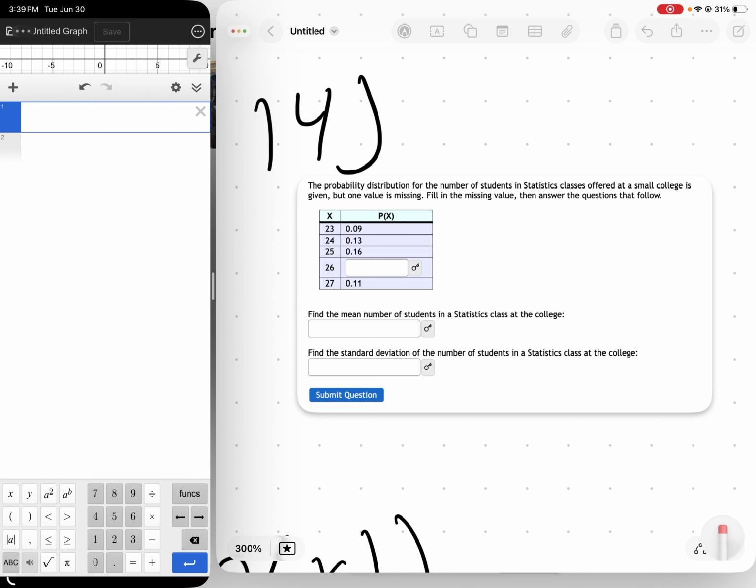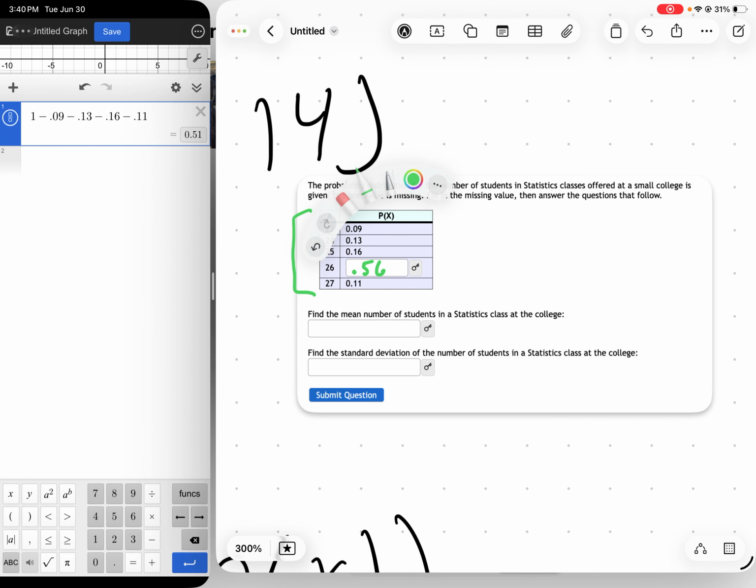A rule of probability distributions is that every single probability that we know must add up to 1. This has to be a complete picture of the situation, and in this case, it's how many students are in a stats class. So if we need to find the missing value, we're going to take 1 and subtract away everything else we know, because all of the probabilities must add up to 1. So I'm going to subtract away everything else, and I will see that 26 students is 0.51. 51% of these classes have 26 students in them, or that's the chance.